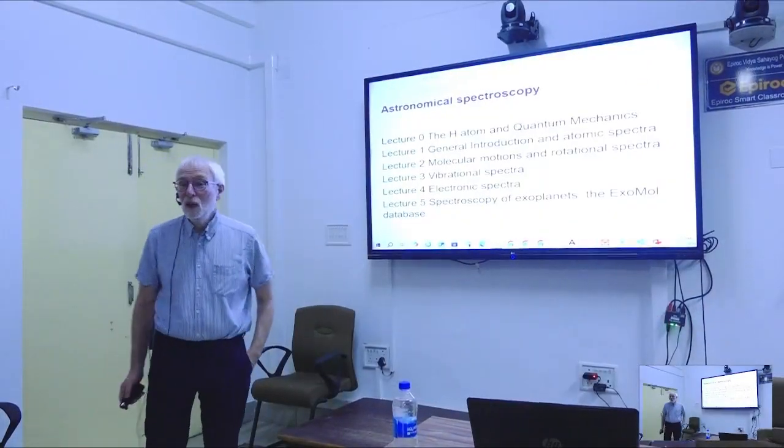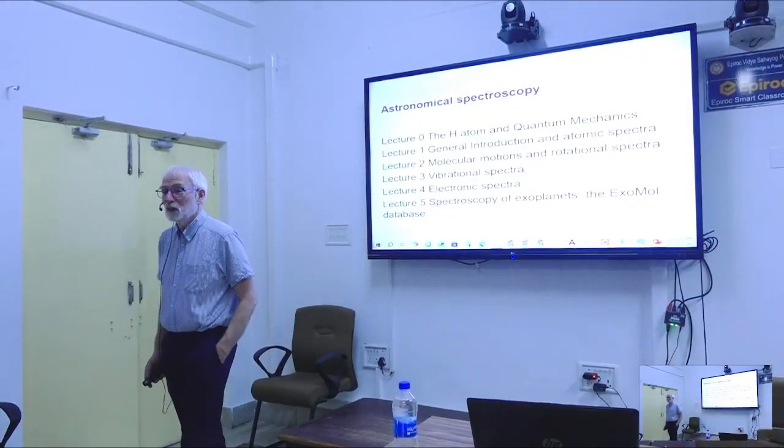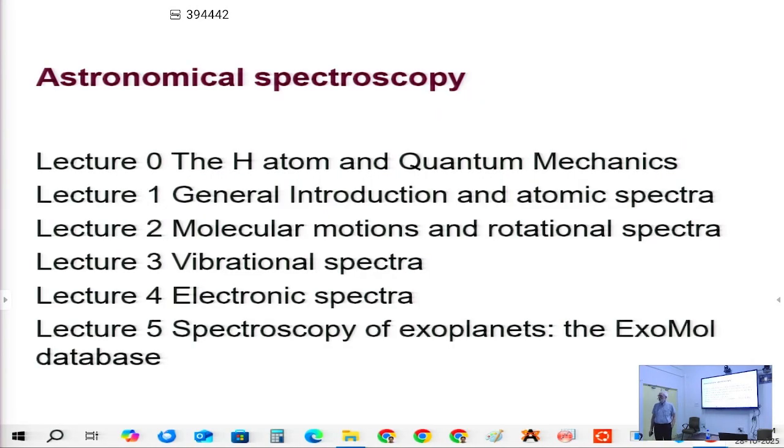So the menu looks something like this. Yesterday I hope you learned a lot about the hydrogen atoms. Today I'm going to talk about why we do astronomical spectroscopy in general, and atomic spectra. Then we'll move on to molecules, going through molecular motions and rotations, vibrational spectra, and electronic spectra.